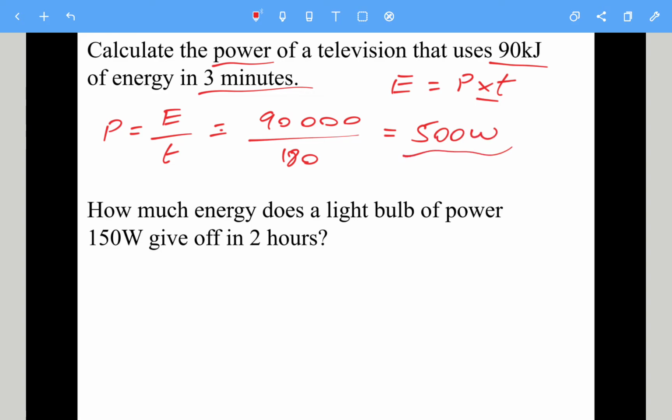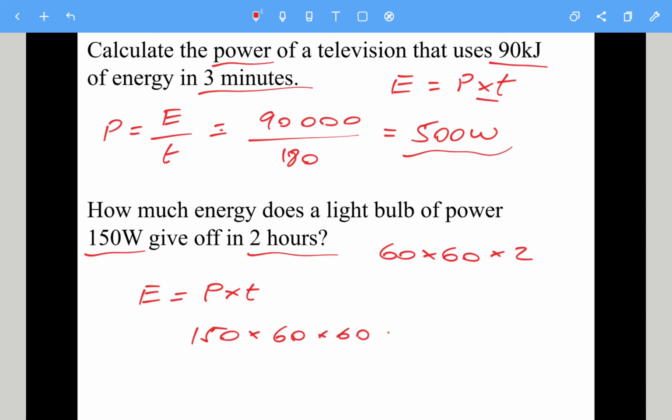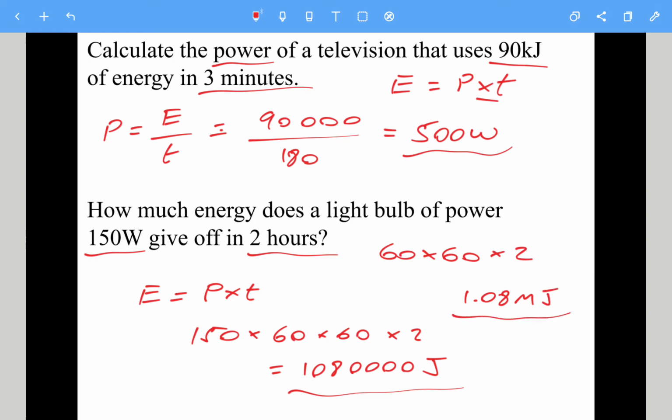Next one, so how much energy does a light bulb give up? So we've got 150 watts and 2 hours. So energy is power times time. So the power is 150 times the time of 2 hours. So we need to do 60 seconds times 60 minutes times 2 hours. And that will give us the amount of seconds in 2 hours. So we can just do that. Put that in our calculator, which gives us an energy of 1,080,000 joules. Or you might have written 1.08 megajoules, which is obviously fine as well.